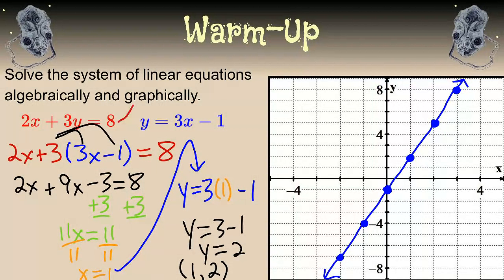I'm going to first find my x-intercept. And I do that by plugging 0 in for y. So 2x plus 3 times 0 is equal to 8. And this is 0, so I just have 2x equals 8. So I'm going to divide by 2, and I will get x is equal to 4. So that means that I have the point (4, 0) on my line.